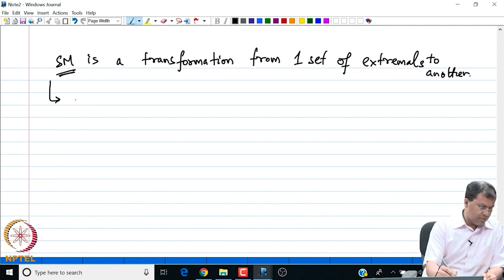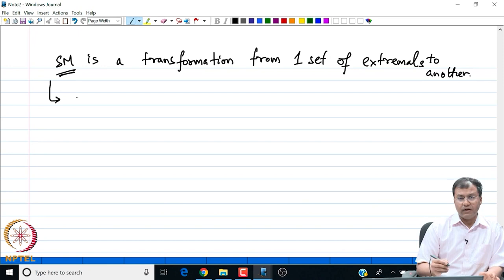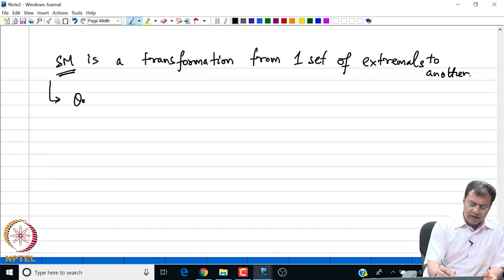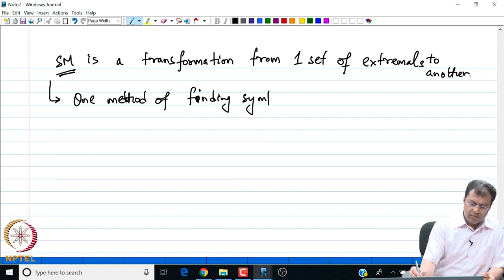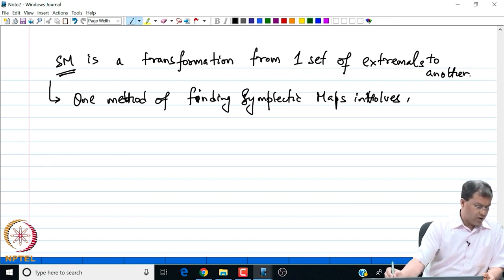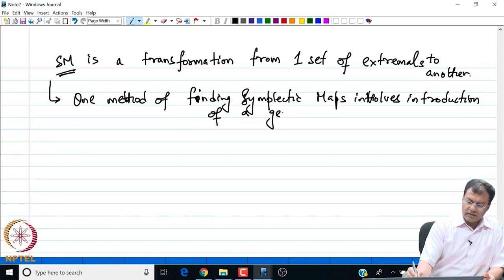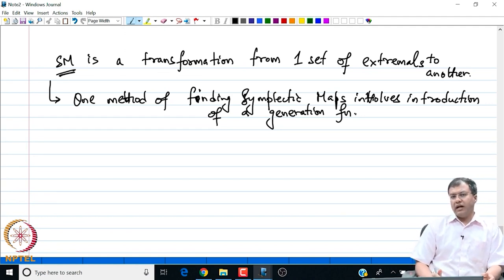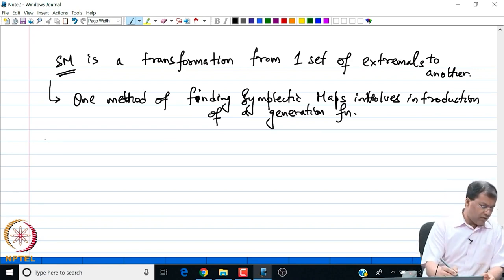One way of finding the symplectic maps involves the introduction of the so-called generating function, right? And we will see what those are. It is through the generating function that later on we will describe the famous Hamilton-Jacobi equation. So let us see what we have just said.